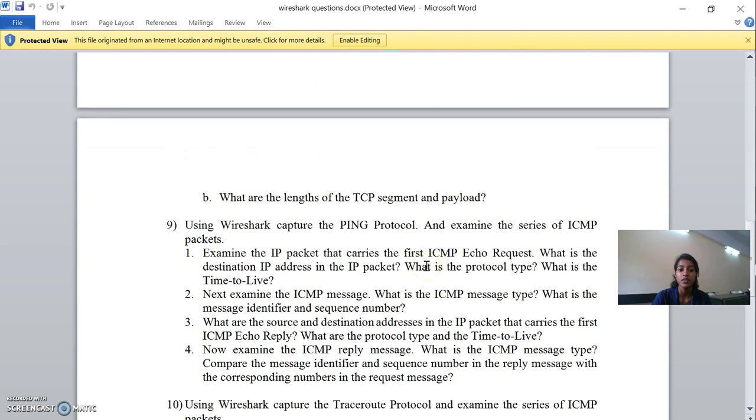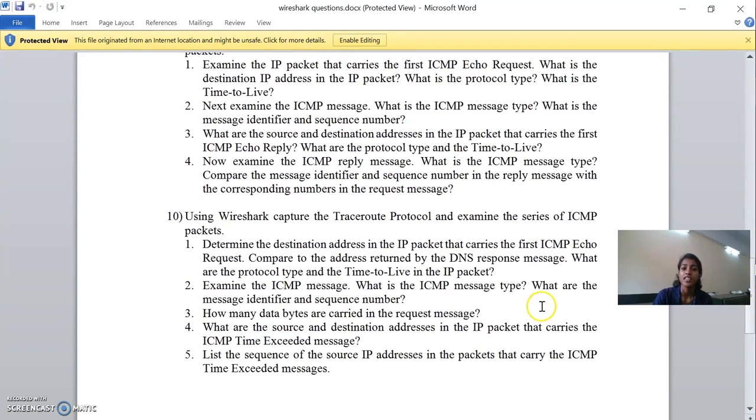The next question is using Wireshark capture the ping protocol and examine the series of ICMP packets. So for the ping protocol, what you can do is you can open the command prompt in your laptop, and then just type ping space IP address, whatever IP address of the laptop or device that you want, end device that you want to ping, and then this command will also work. Similarly, the 10th question, it asks about the traceroute protocol. So for the traceroute protocol also, you can open your command prompt and type traceroute, and it will display all the details related to traceroute.